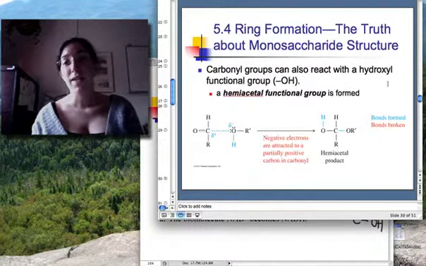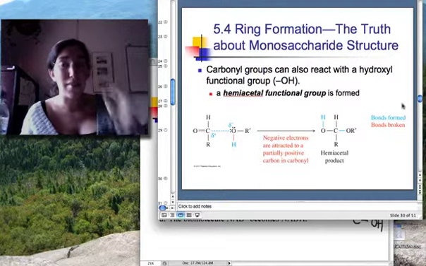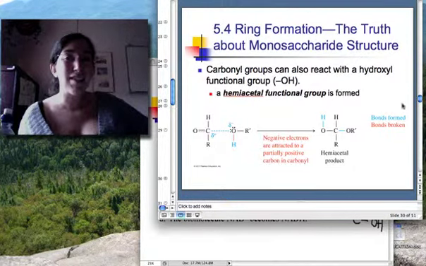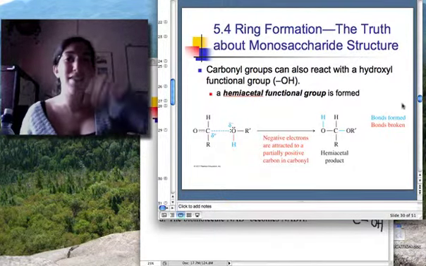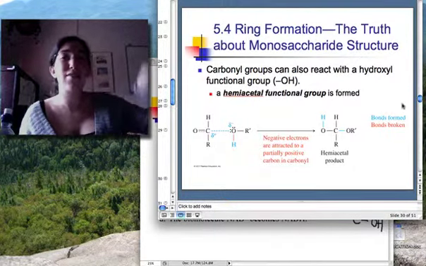Okay, so our monosaccharides are sugars in our body. We keep drawing these Fischer projections, right? We draw them as these straight molecules. But they don't actually exist that way in our bodies. They actually exist as ring structures.